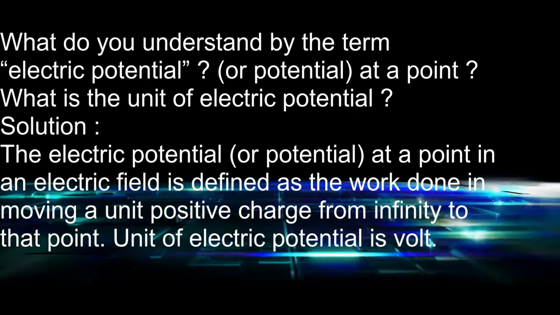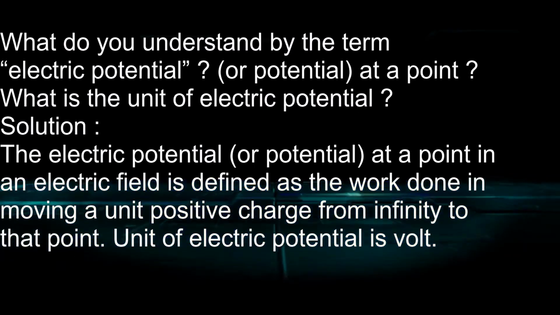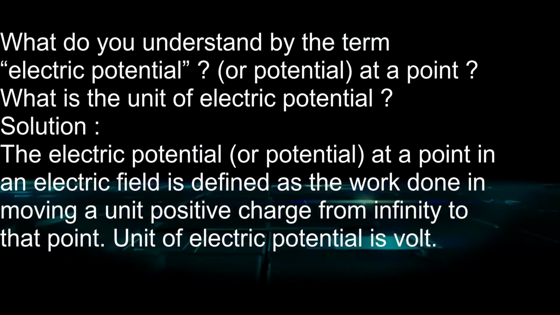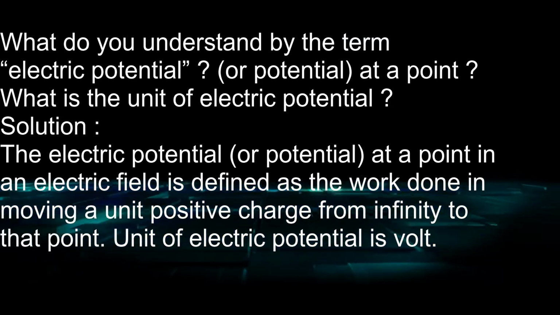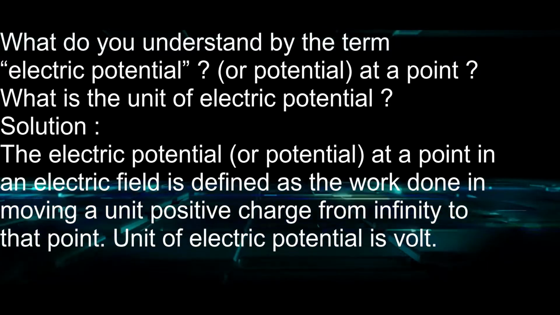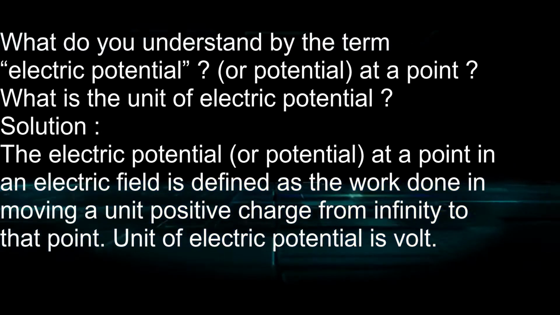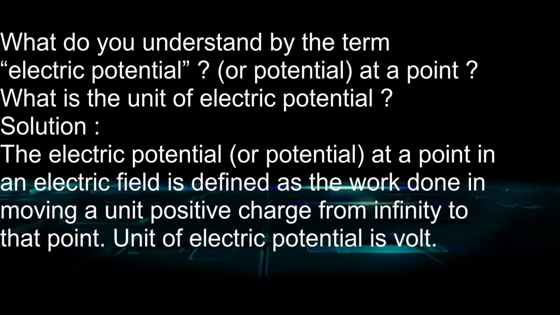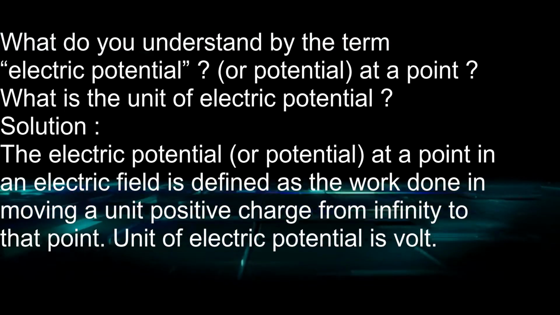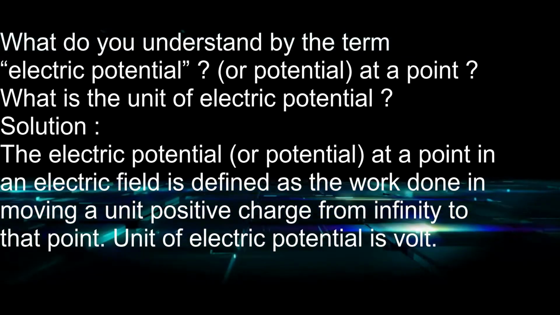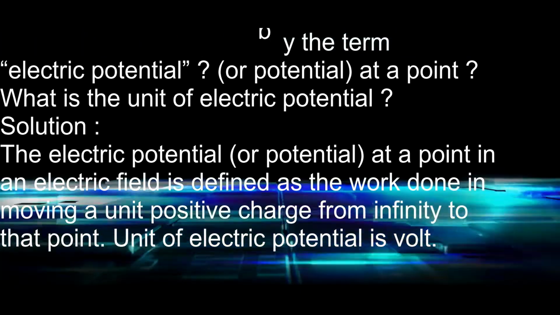What do you understand by the term electric potential, or potential, at a point? What is the unit of electric potential? Solution. The electric potential, or potential, at a point in an electric field is defined as the work done in moving a unit positive charge from infinity to that point. Unit of electric potential is volt.